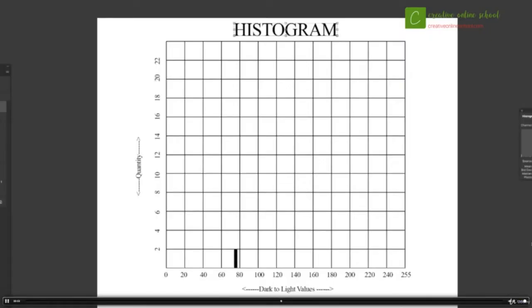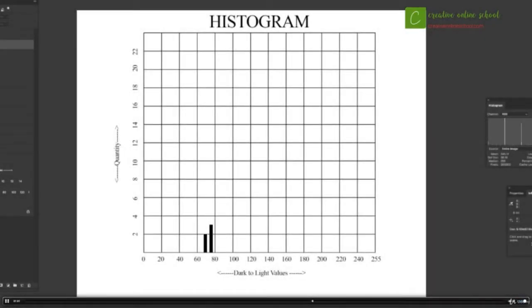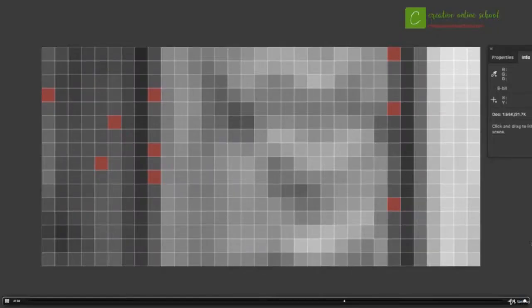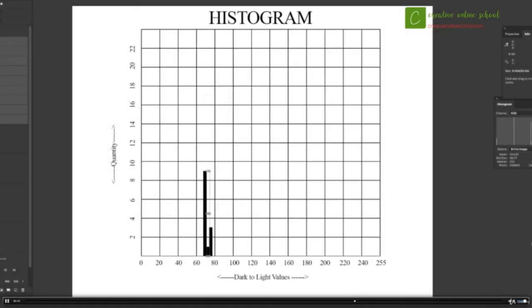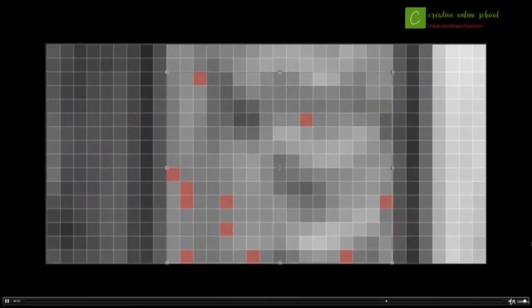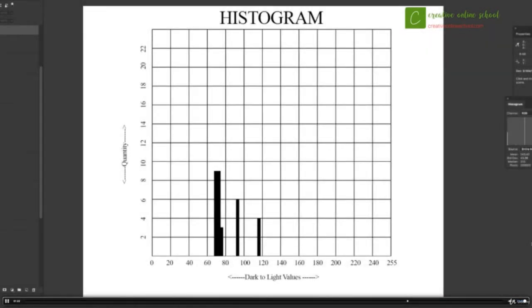I'm going to put that on a line graph. We'll go back and take the next pixel, grab those, and put those on the line graph at their value. So you can see that it's really like a line graph that has values from darks to lights. And on the left side, it's the quantity of how many there are. So the number of pixels that we have in that particular value are graphed on that chart. And that's what creates our histogram.